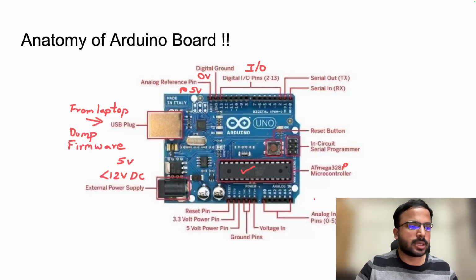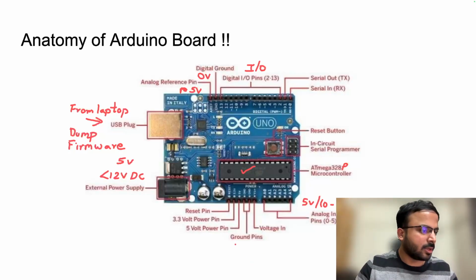Now you have your 6 analog pins. These analog pins can take several levels, right? The max is 5 volts and it can take values from 0 to 1023. So if you divide by that many levels, those are the analog voltage levels it can have.